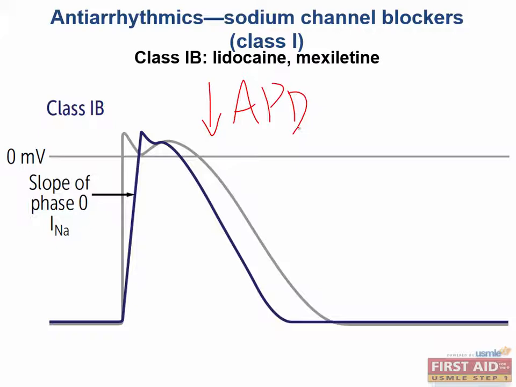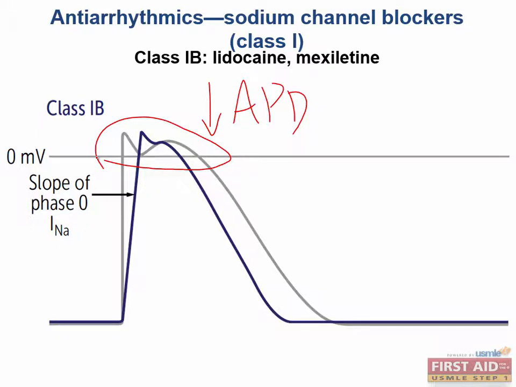Well, it turns out that after phase 0, there are still some sodium channels up here in phase 1 and 2 that are opening. There are just very, very small amounts of them. Lidocaine and mexiletine will block these channels and obliterate this current that kind of fades off all the way into phase 1 and 2. This will eventually shorten the action potential because we stop the influx of sodium sooner than normal.